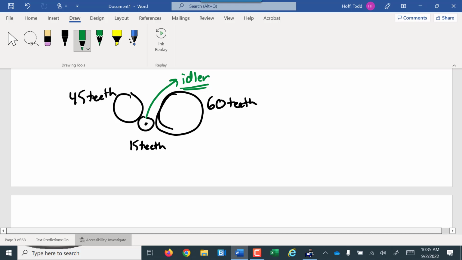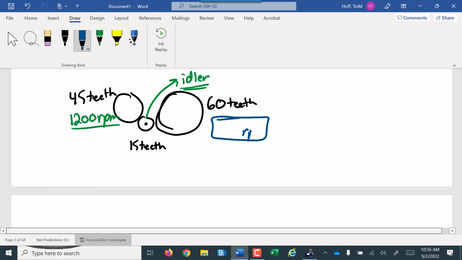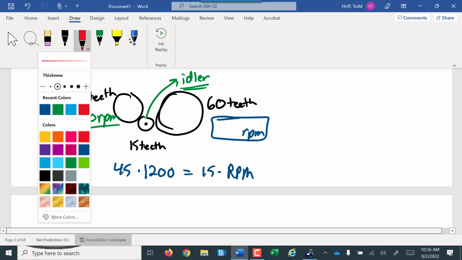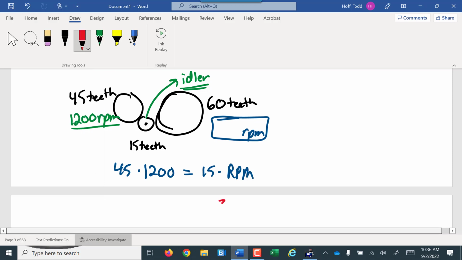And let's say that this initial one here is operating at 1200 RPM. So to find what our load RPM is over here, we have to go through both gears. So we start out with 45 times 1200 equals 15 times the RPM of that idler gear. So 45 times 1200 divided by 15 gives us 3600 RPM.